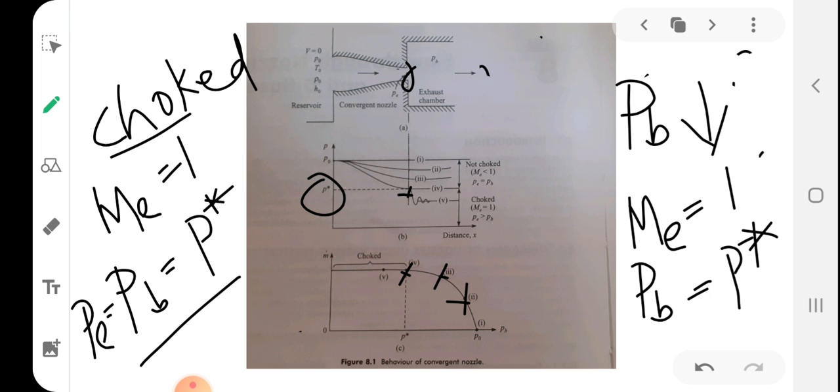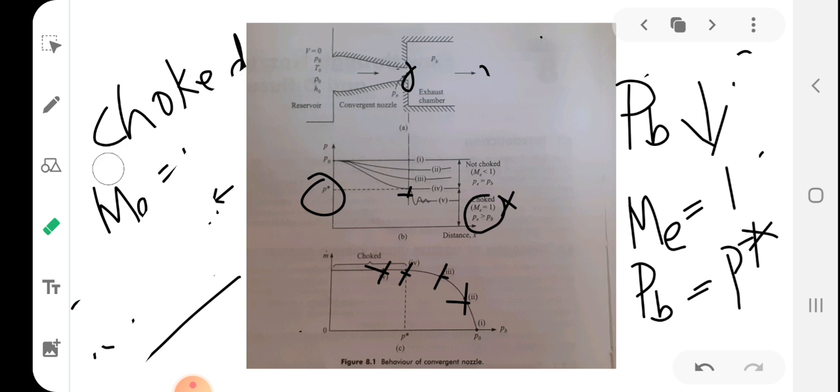So any further decrease in pressure, you can see here, will not change the Mach number at the exit. ME will remain as 1 itself, and mass flow rate won't increase because mass flow rate has become the maximum. No further increase in mass flow rate will happen because the flow has already choked. Choked means maximum mass flow rate is achieved. So mass flow rate remains at maximum value even if the back pressure is reduced further.